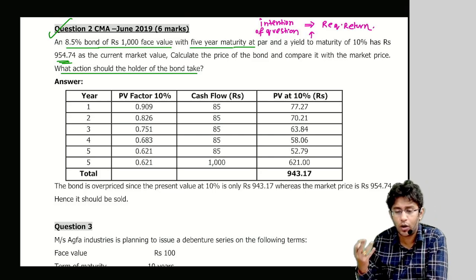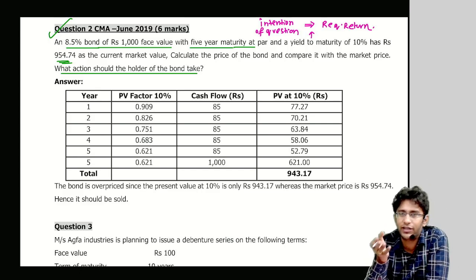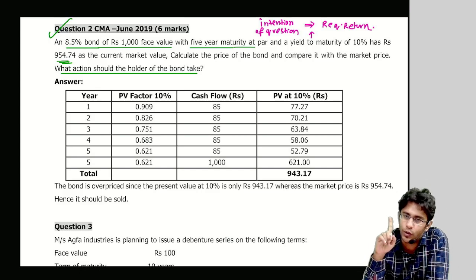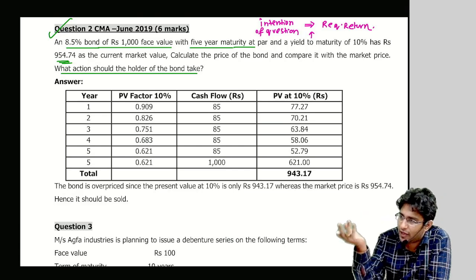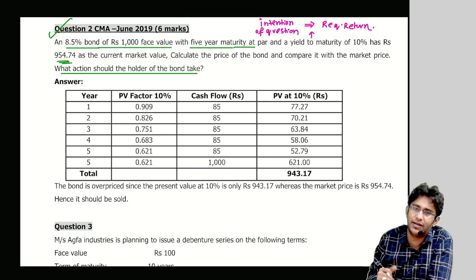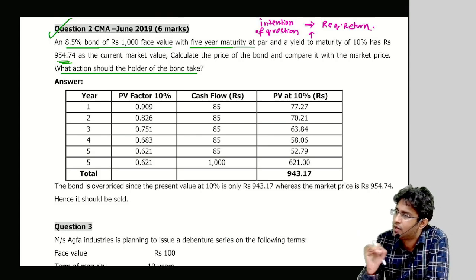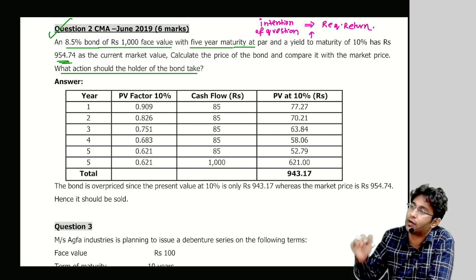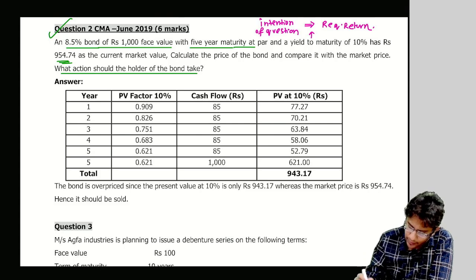How can you so confidently say that their intention is required return? When I am working out fair value, I have to use only one discounting rate. What is that? Required return. I compare fair value versus actual market price, then I take a decision. In fair value calculation you will never use actual return; you have to use only required return. That's all. Okay, another proof I will tell you. Come here.